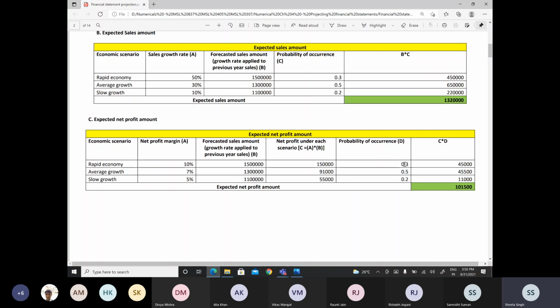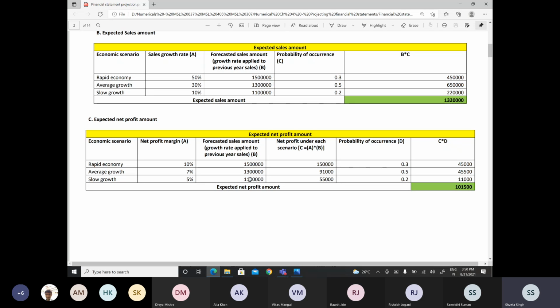And the probability of occurrence is 0.3. So, the net amount will be 45,000. Similarly, in the average growth rate, it is 7% of 1.3 million. That gives us 91,000. This into the probability of occurrence gives us a sum of 45,500.